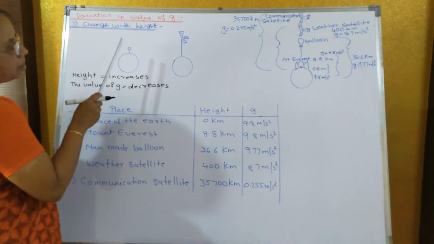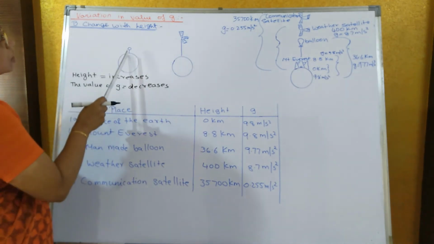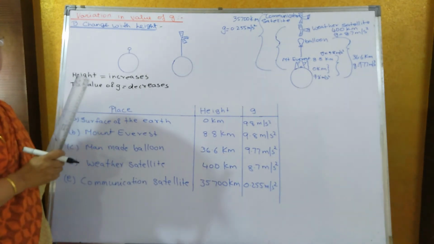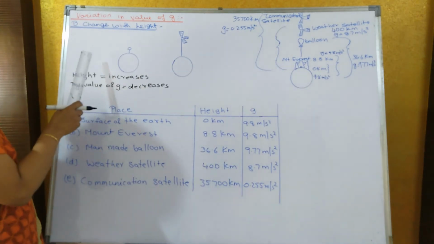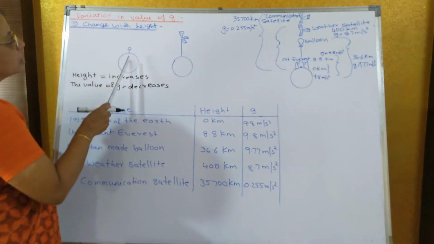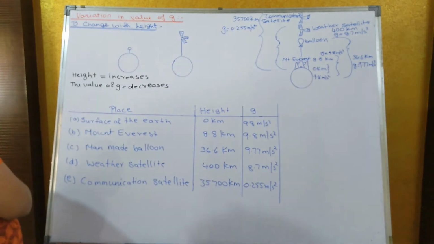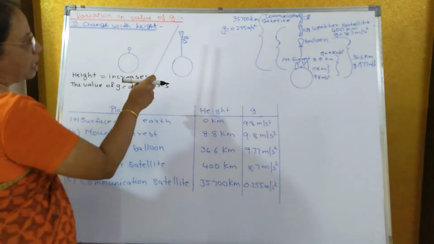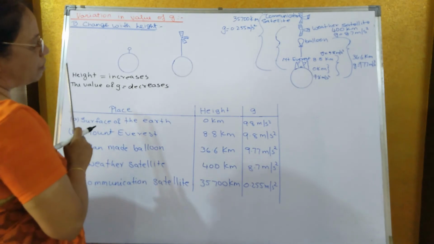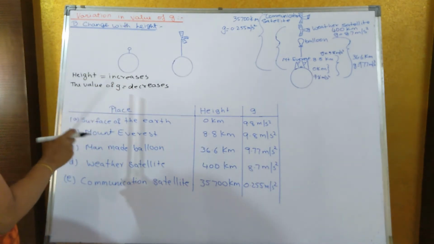But for an object at a small height compared to the radius of the earth, the value of g is not affected much. The change in g is very negligible. So we don't consider it for an object thrown at a small height compared to the radius of the earth. But in the case of an artificial satellite, which is at a greater height from the surface of the earth, we have to consider the value of g, as the height increases, the value of g decreases.